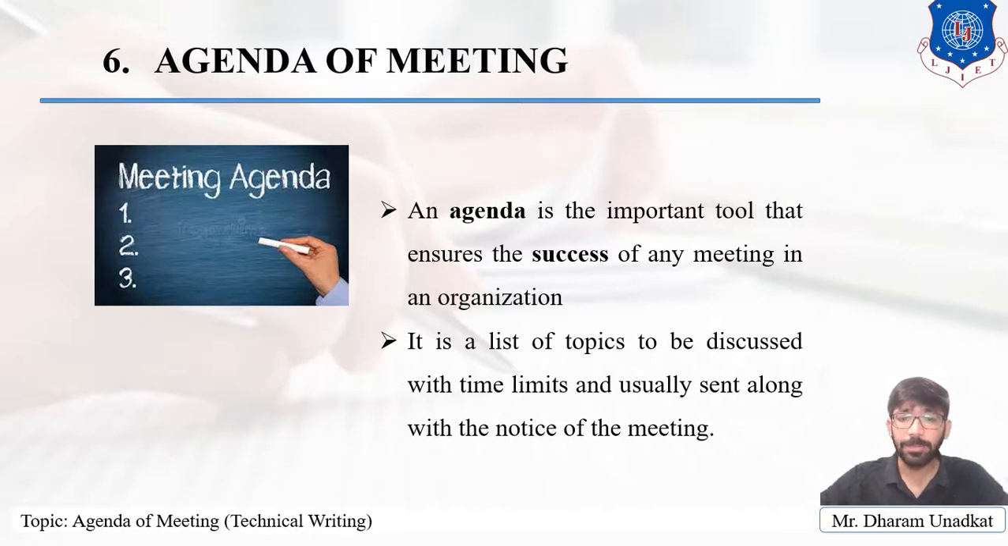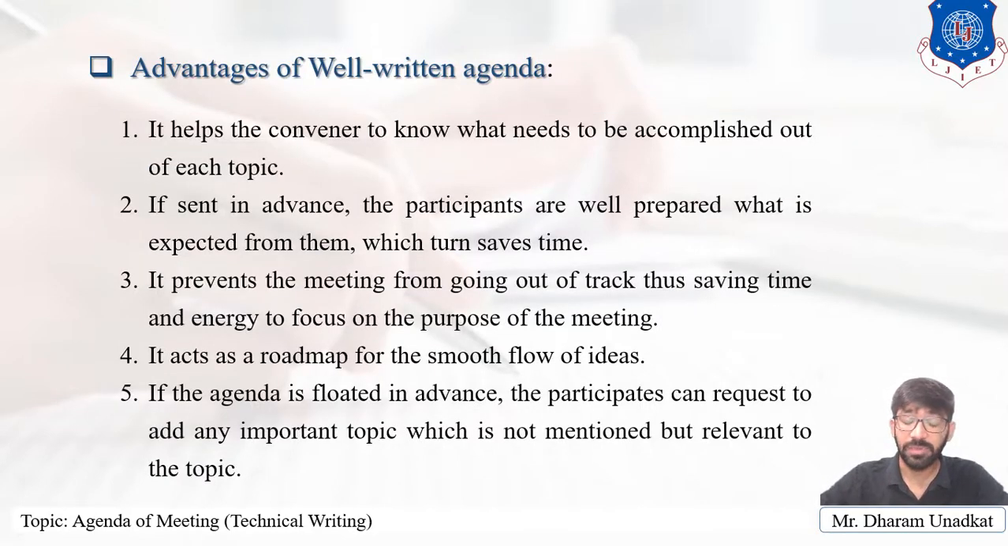An agenda is an important tool that ensures the success of any meeting in the organization. It is a list of the topics to be discussed along with the time limits, and is usually sent along with the notice of the meeting. That means today there is a meeting between 4 to 6. In this we will discuss this. In the first hour we will discuss this topic. In the second hour there is a discussion part. So all this is informed prior to the meeting, and this is known as the agenda of the meeting. There are various advantages.